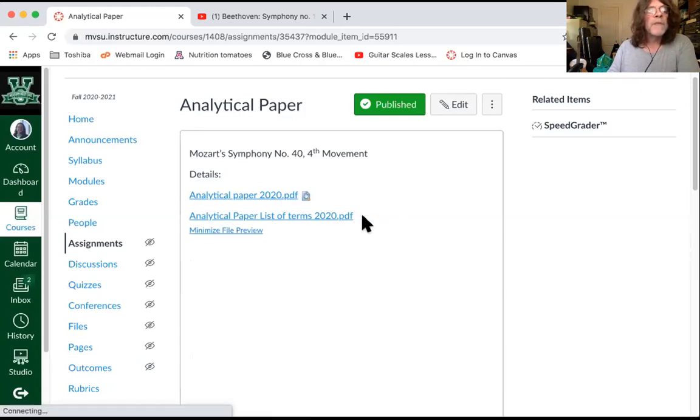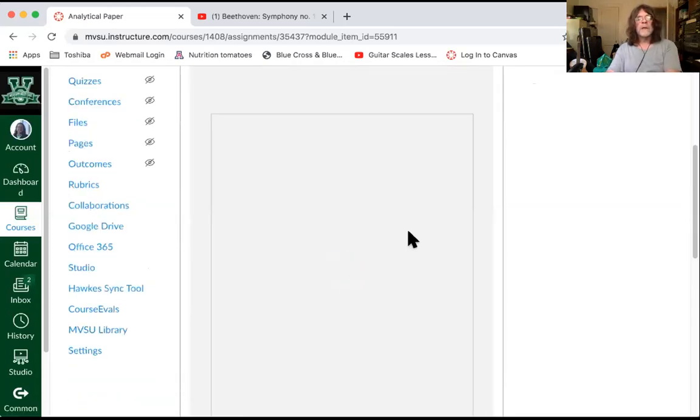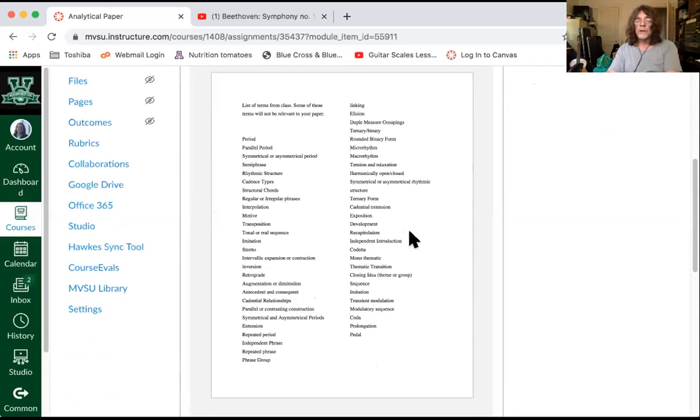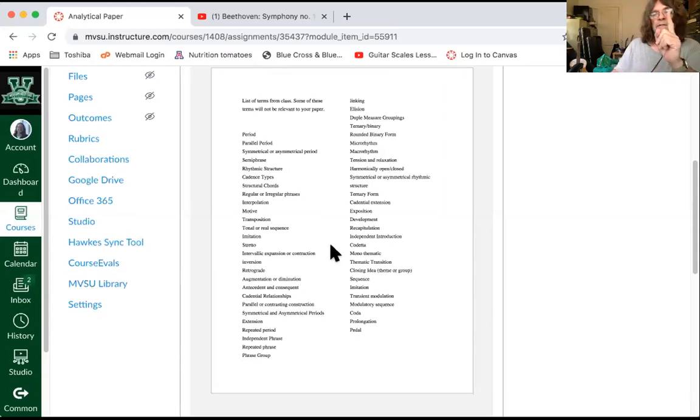I want to talk about that first, just for a second here. It's just a great big giant list of terms, most of which we did in quizzes or whatever. Now, I want to say this. You're not supposed to use every term, period, all right? But you should be able to use things like period, parallel period, symmetrical or asymmetrical period. If you're talking about little motives, you might call it a semi-phrase. Elision happens over and over. Actually, there was another elision in that Beethoven. The transition elided with the end of the first theme, which I noticed as we were playing it.